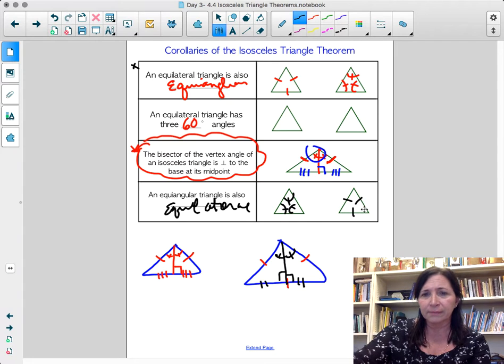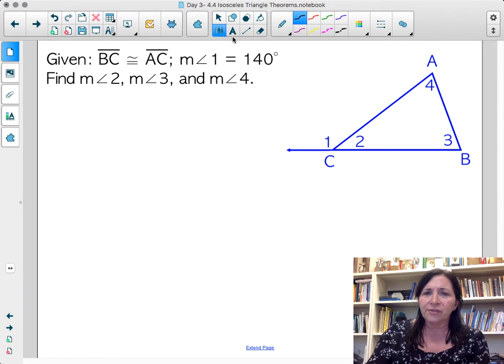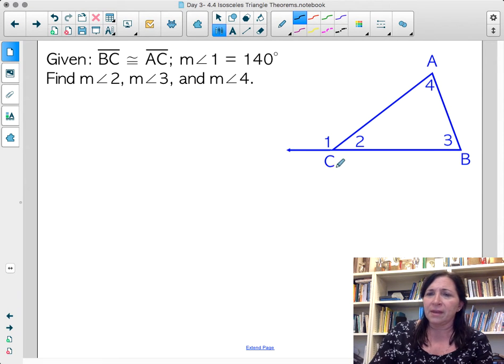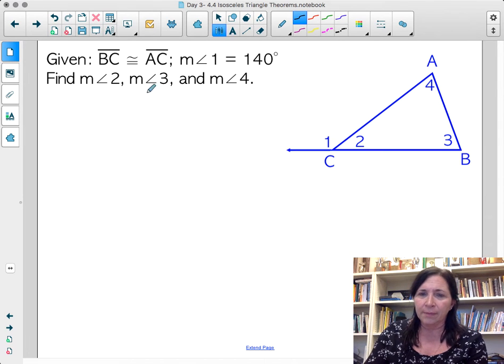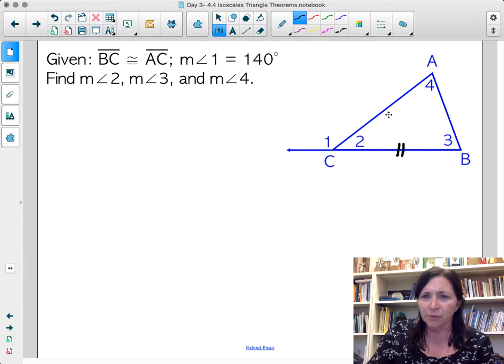So we're going to start off with this, and this is in your packet if you have your packet with you. We know that BC is congruent to AC. We know that angle 1 is 140 degrees.